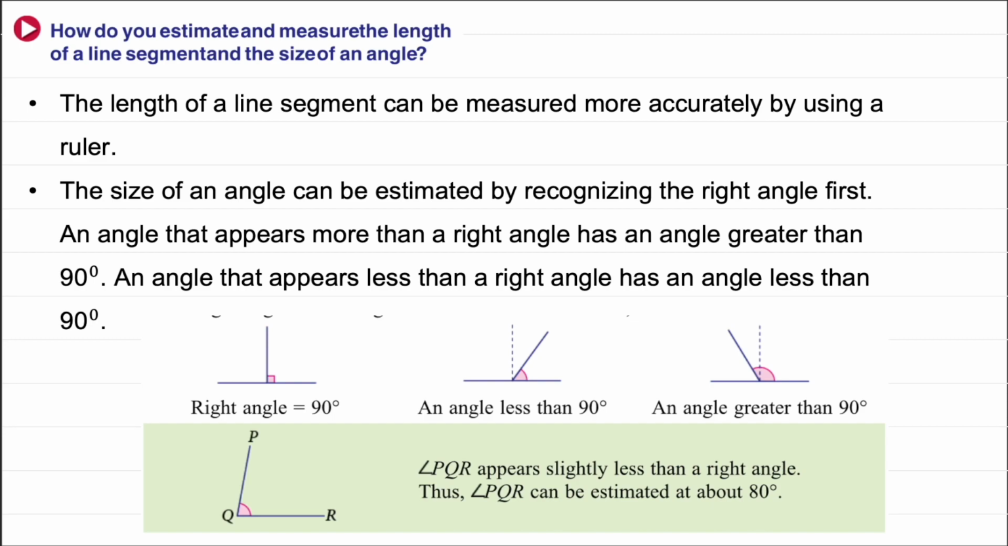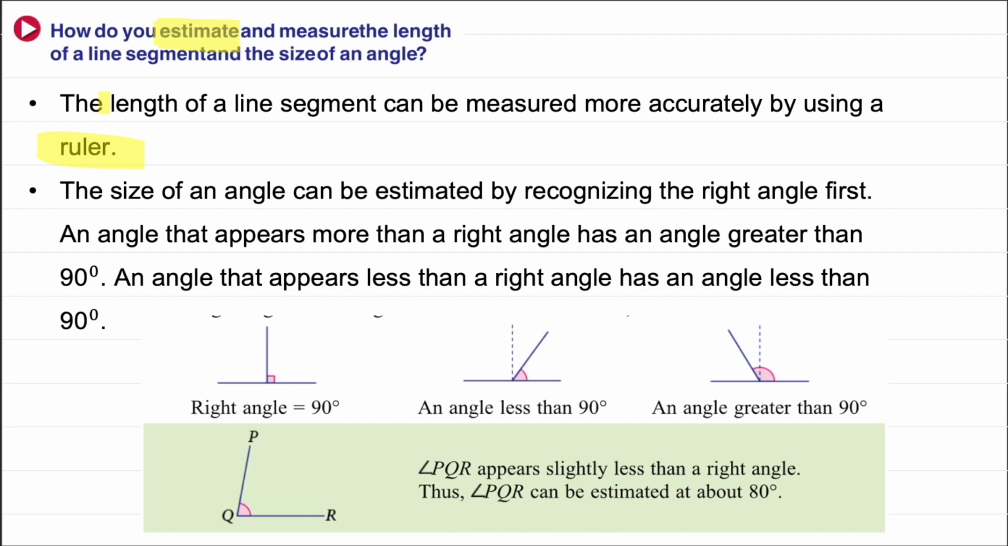How do you estimate and measure the length of a line segment and the size of an angle? The length of a line segment can be measured more accurately by using a ruler. Cikgu tak nak explain lebih-lebih pasal estimation ni, sebab macam mana dia tak ada cara yang betul sangat sebenarnya untuk kita estimate. Tetapi kalau untuk kita measure accurately, kita kena guna ruler lah.